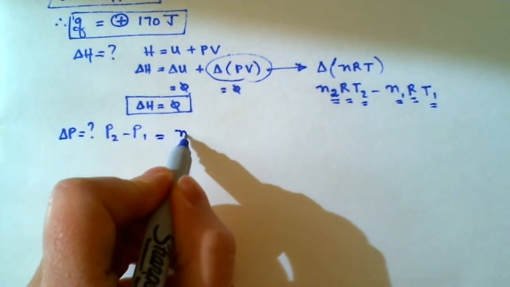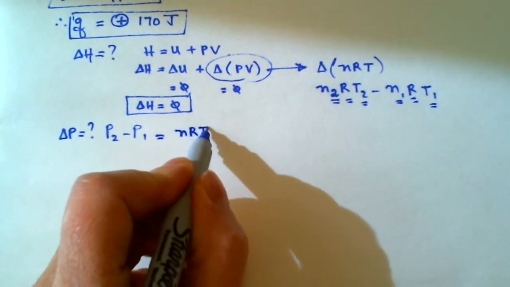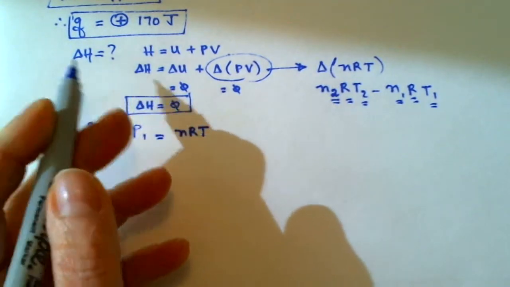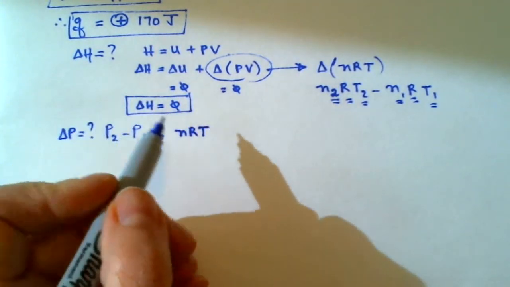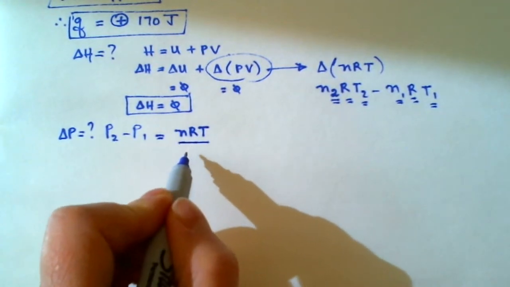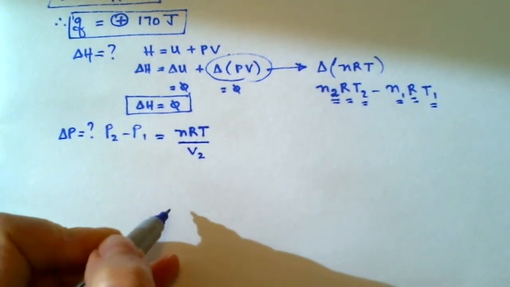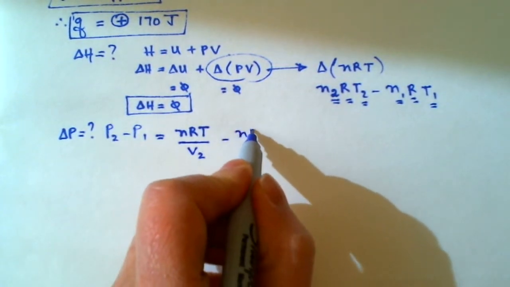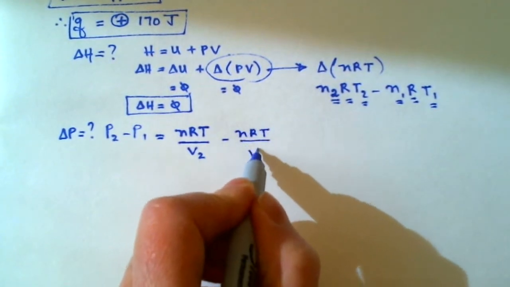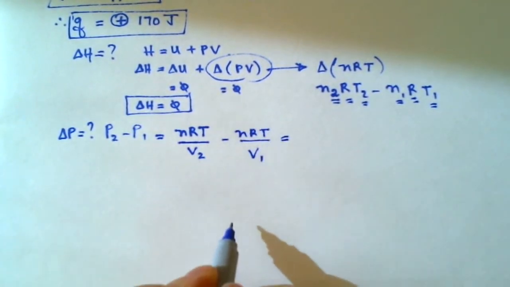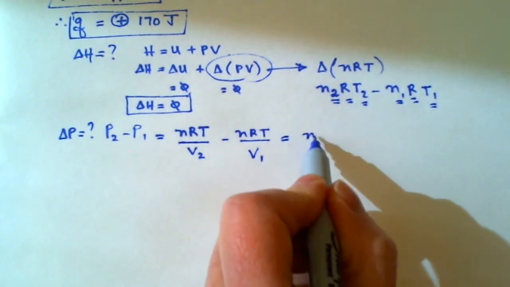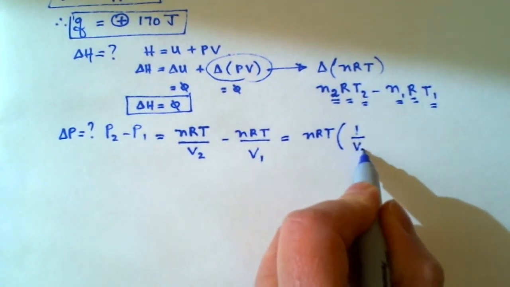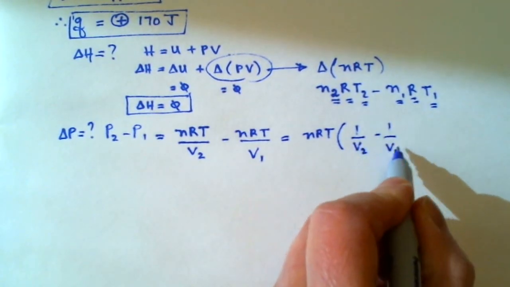P2 is nRT over V2, and I'm not writing n2 and T2 because it's closed, so n is constant, and it's isothermal, so T is constant. But I will write V2, because of course it is an expansion, minus nRT over V1. And I can pull out nRT and put 1 over V2 minus 1 over V1.